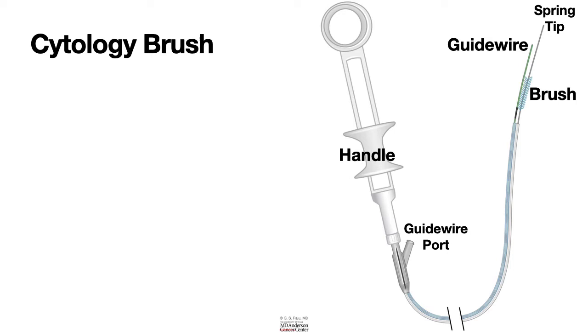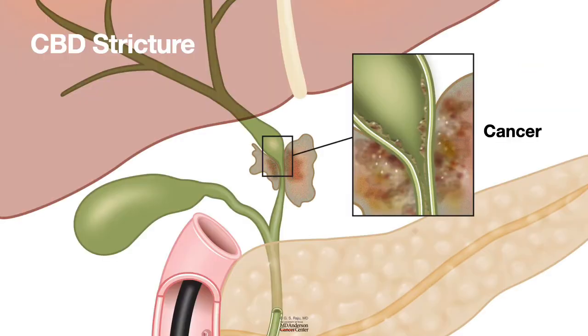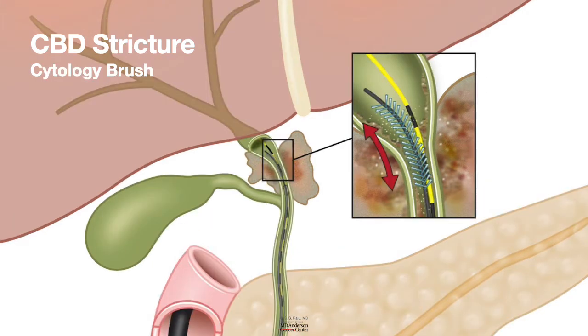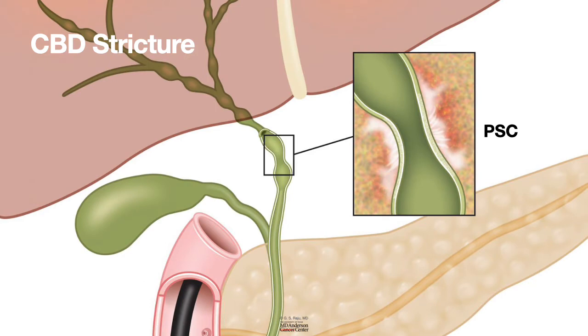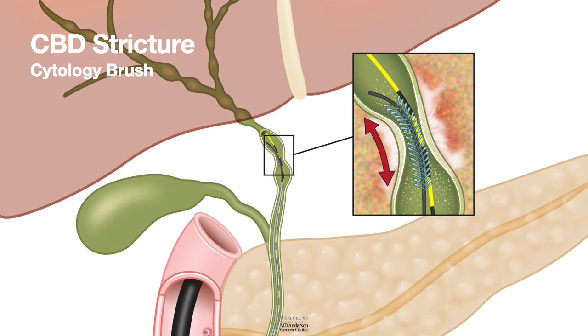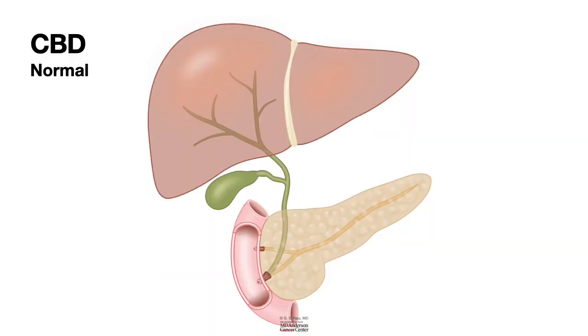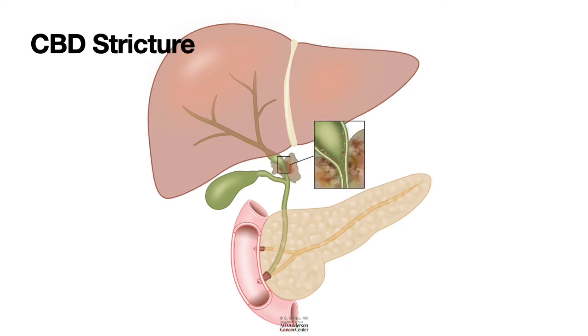So cytology brushes are used whenever we look at a stricture and think it is cancer, and that's when we use the cytology brush. We also use cytology brush in patients with primary sclerosing cholangitis, and these patients are at risk for developing cancer, and those strictures are also brushed for brush cytology.